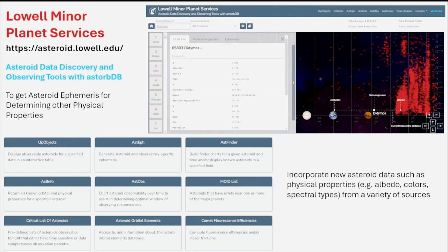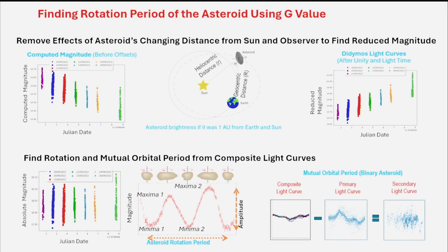Next up, I'm going to talk about a different part. Now that I had the absolute magnitude, I had the albedo, I had everything else, what else could I get from the asteroid? So here I turned to the Lowell Minor Planet Services, where I was able to get the ephemerides of the asteroid. And this would be very useful for the next step, finding the rotation period of the asteroid.